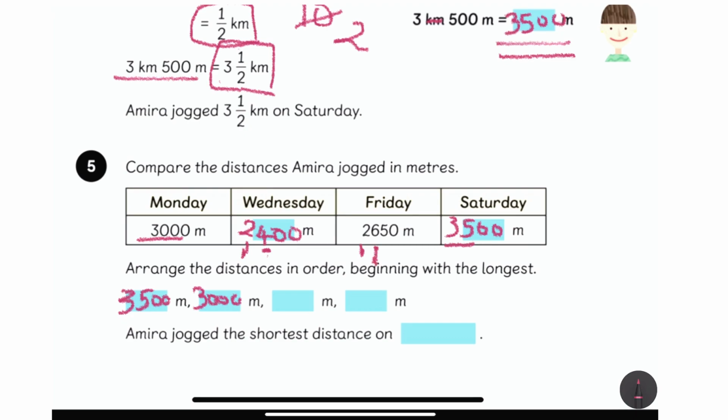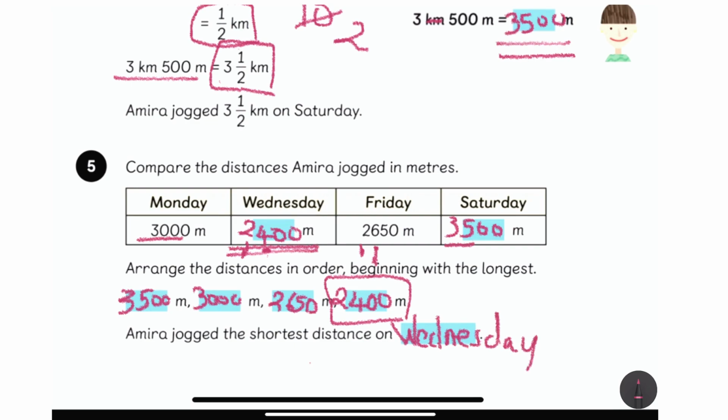So 2,650. You see how we learn in our first chapter about place value, comparison, and arranging in ascending, descending order. All that helps us to do our job here. And finally, the last one is 2,400. Amira jogged the shortest distance on, so 2,400 is of which day? Wednesday. Therefore, I will write my answer as Wednesday. So this is how I got my answer, and we could figure out what Amira did. So by far, this was an explanation part.